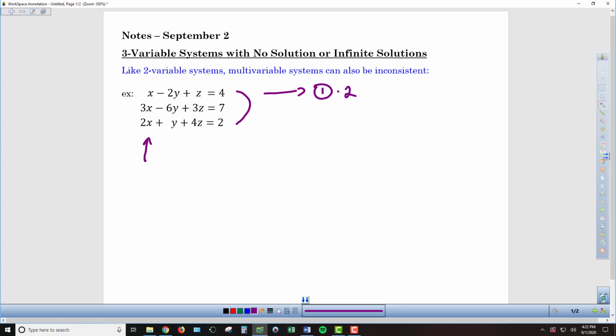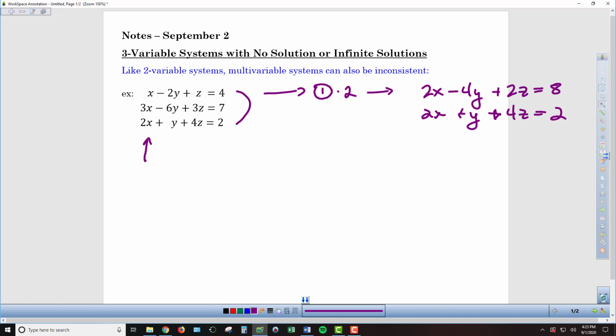So I'm going to multiply that top equation by 2, and so that's going to lead me to 2x minus 4y plus 2z equals 8. Got to remember to multiply everything in that equation by 2. And then the bottom equation, I'm just going to copy as is. So I'm going to have 2x plus y plus 4z equals 2. So I don't have to do anything to that one.